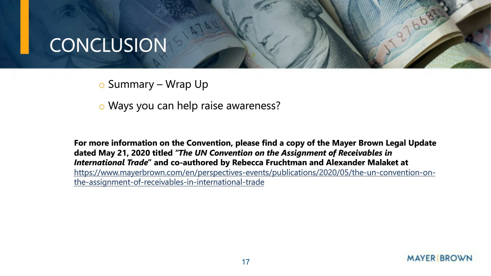We've talked about why the convention is important, its key features, the problems it tries to address, the challenges to widespread and consistent adoption, and those initiatives the panel believes will be the most effective in positioning the convention for global success. If you want more information on the convention, together with a summary of some of the issues we've covered today, we would encourage you to read a copy of the Mayer Brown Legal Update on the Convention, which I co-authored with Alexander Malakhat, whom many of you know, at the link provided here on slide 17. So that's the Mayer Brown Legal Update on the Convention here at slide 17.